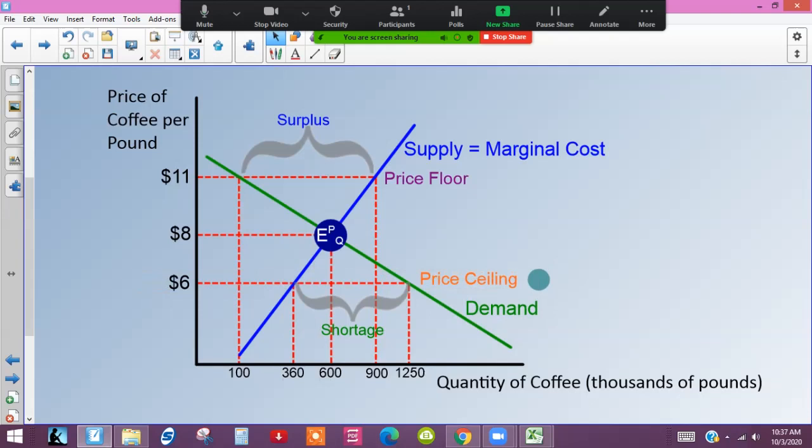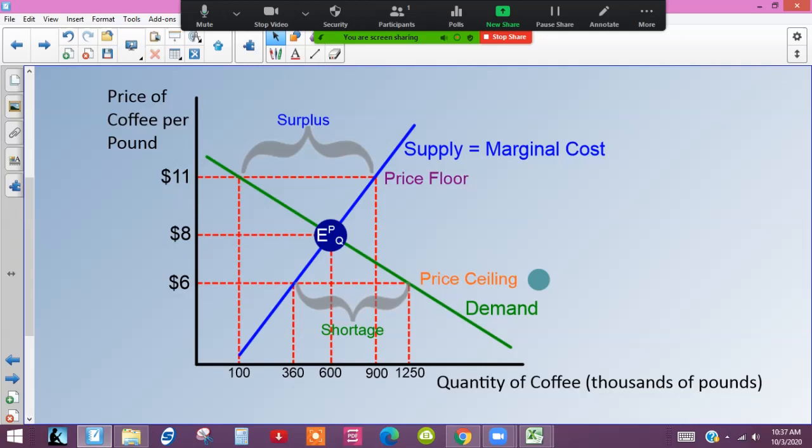This is probably not ever going to happen, but let's just assume that, for whatever reason, the government has decided that the population would be better off if they were able to consume more coffee. So they're going to impose a price ceiling.